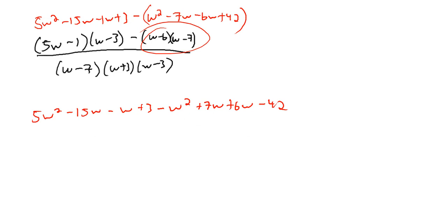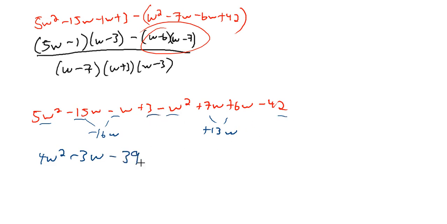And then we'll combine all these like terms, and then I'll write the denominator here when we get near the end. So we'll have 5w squared minus w squared, that's 4w squared. We have minus 15 minus 1, that's negative 16w, and then plus 13w. So altogether that gives me minus 3w. And then we'll have plus 3 minus 42, that's going to be negative 39. The whole thing will be over the common denominator of w minus 7, w plus 3, w minus 3.